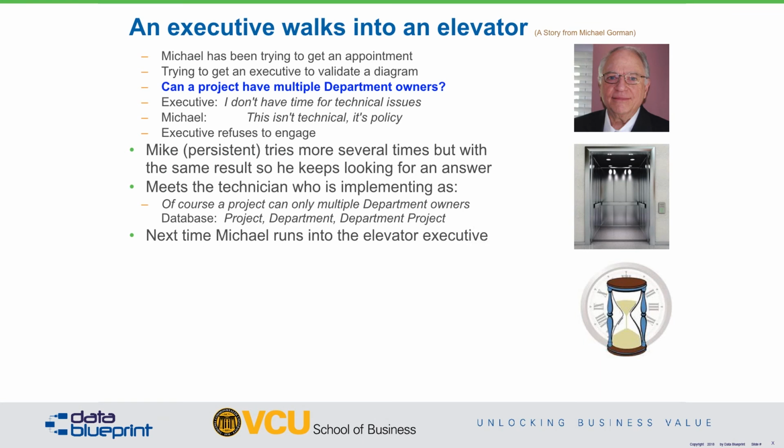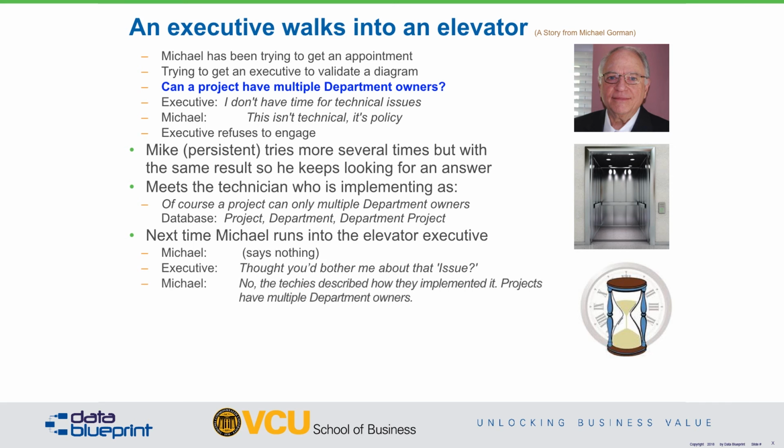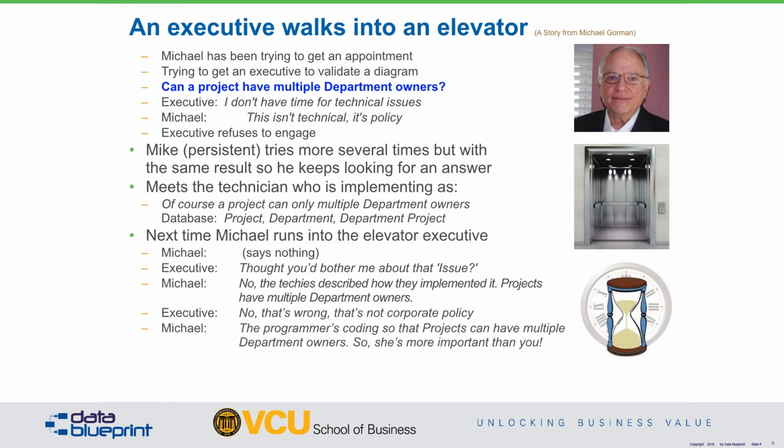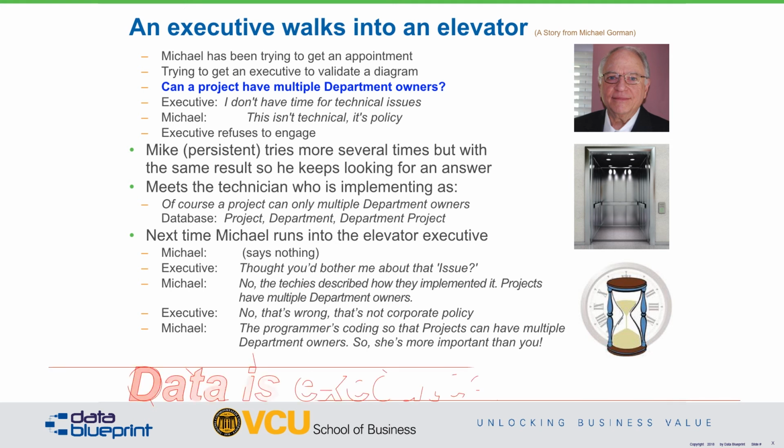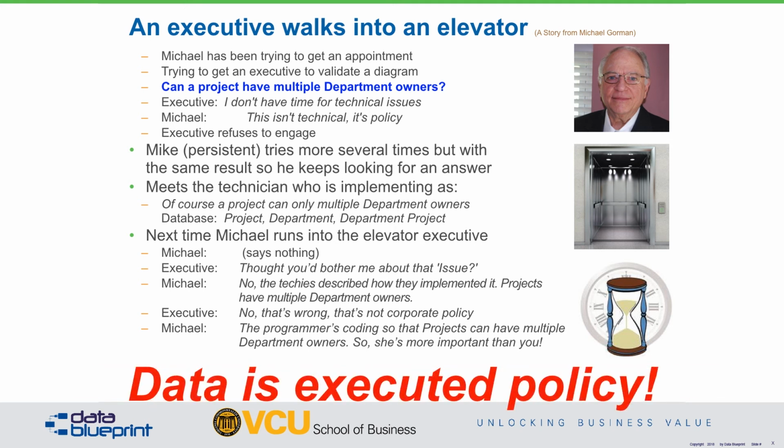So the next time he gets on the elevator and meets that executive, the executive says, hey, aren't you going to bother me about that technical issue that you had? And Michael says, no. The techies described how they implement it. Projects, in fact, do have multiple department owners. The executive says, no, that's wrong. That's not corporate policy. And Michael says, it doesn't matter what you say. It's what's happening out there. Because this is a perfect example of where the data is an example of the executed policy of the organization. And you need to find out what that is. And these diagramming techniques can be very helpful in order to do that.